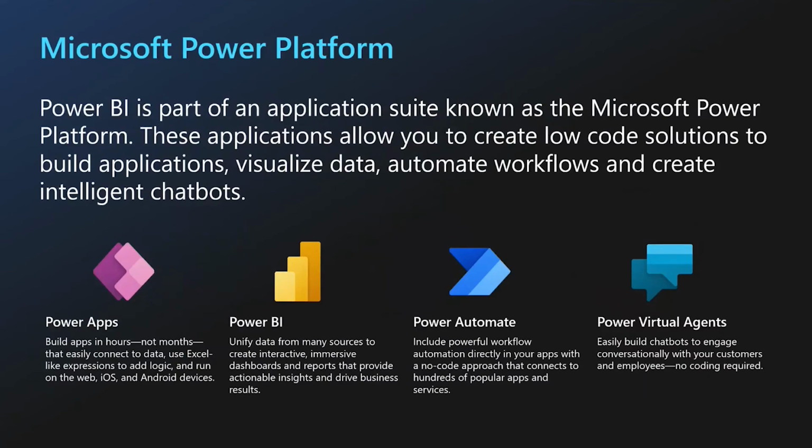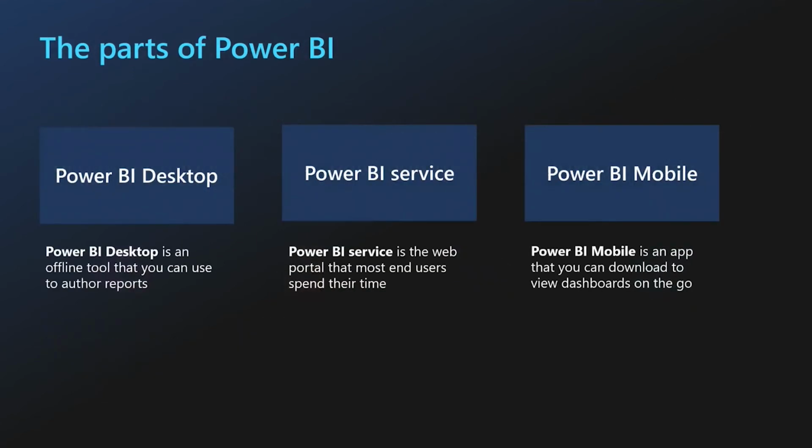All right, so the Microsoft Power Platform is comprised of four key products. We have Power Apps, Power BI, Power Automate, and Power Virtual Agents. So Power BI consists of three parts. You have your Windows desktop application called Power BI Desktop, and you also have an online service called Power BI Service, and you also can utilize Power BI on your mobile device.